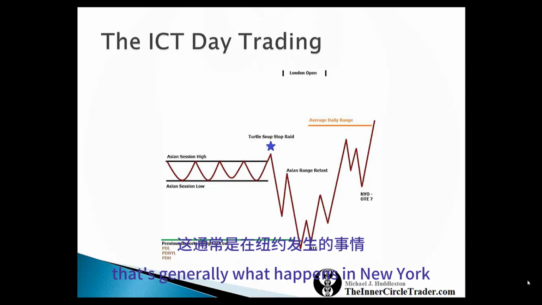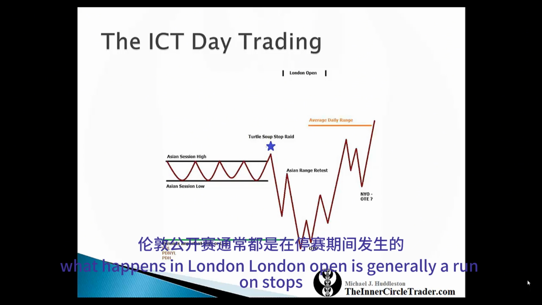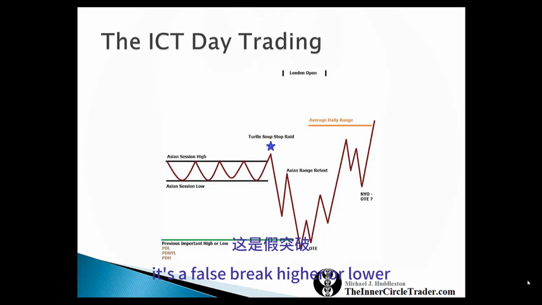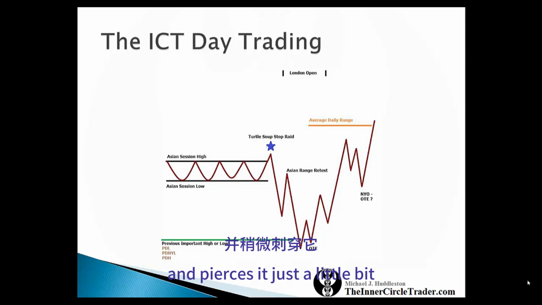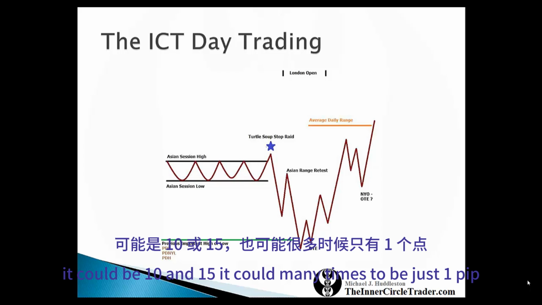Okay, that's generally what happens in New York. I'm sorry, what happens in London. London Open is generally a run on stops. It's a false break, higher or lower. In this case, we're looking for a long. And once it goes down into that previous low and pierces it just a little bit, it could be 10 or 15. It could many times be just 1 pip.